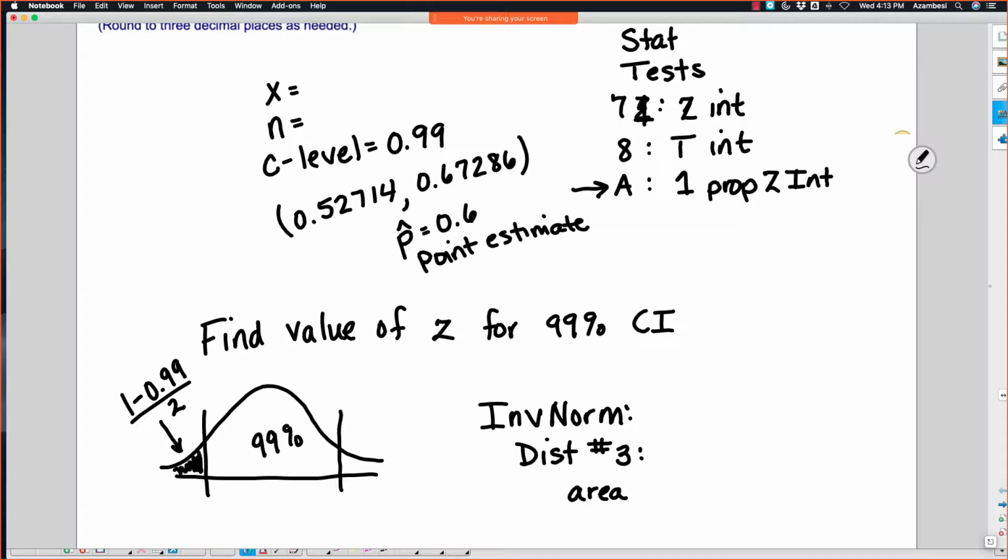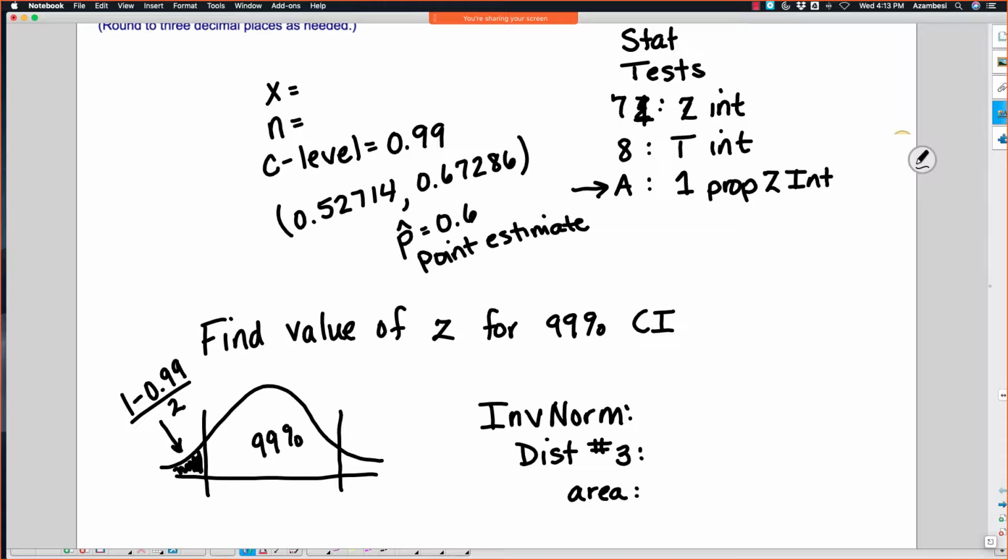Now, Sherry, your calculator had an option where it asked you if it was right-tailed. Is that right? Yes. Okay. You must have a newer calculator than me because I don't have that option. It just gives me area. It doesn't give me right or left-tailed.